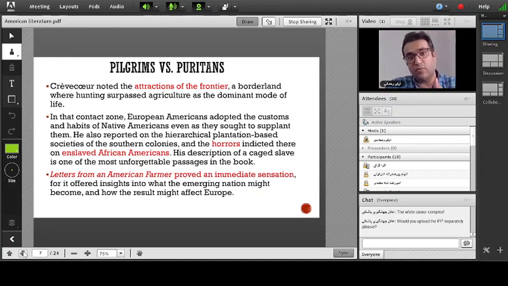And then in the rest of the book, he talks about life in America. He talks about the beauties of life in America, the attractions of this new frontier, of this new kind of land, all the beauties of it. But he also talks about the horrors which were going on in those early periods. And this is a very good segue.